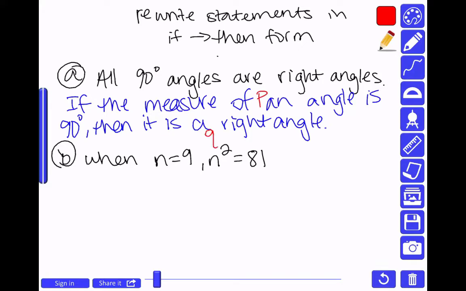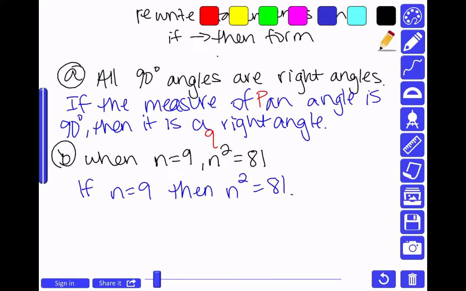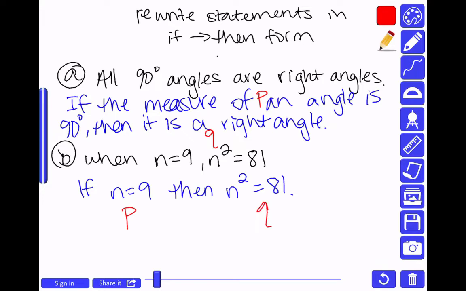So again, the hypothesis is the measure of an angle is 90 degrees, and the conclusion is it is a right angle. Our next statement says when n equals 9, n squared equals 81. So our conditional statement written in the if-then form is going to say, if n equals 9, then n squared equals 81. Our hypothesis is n equals 9, and our conclusion is n squared equals 81.